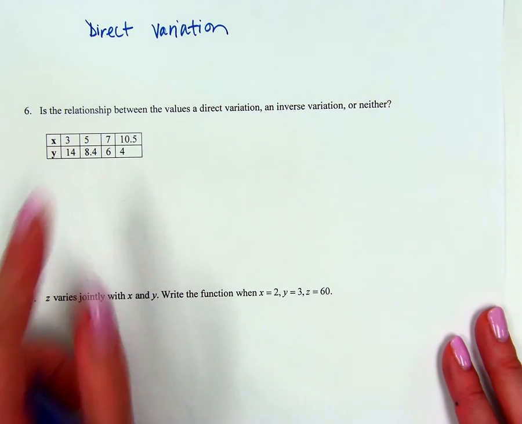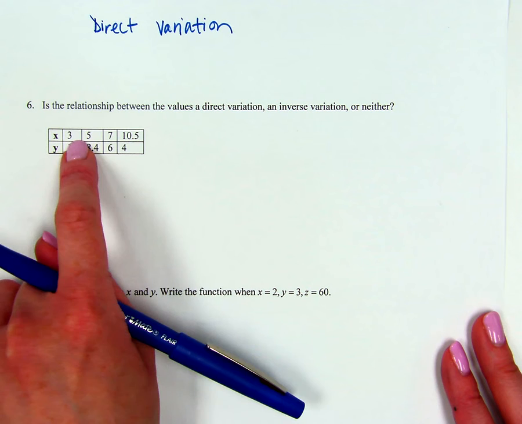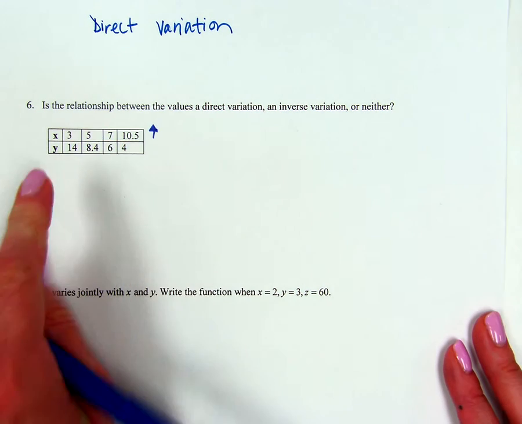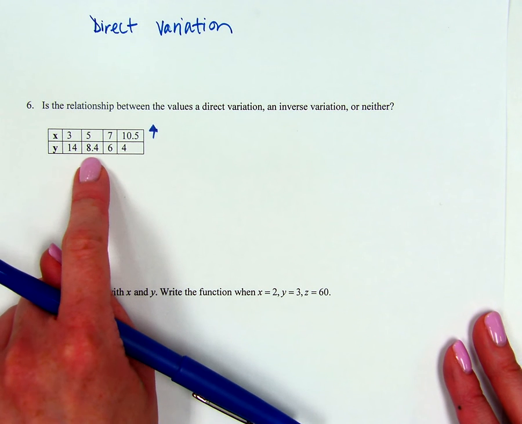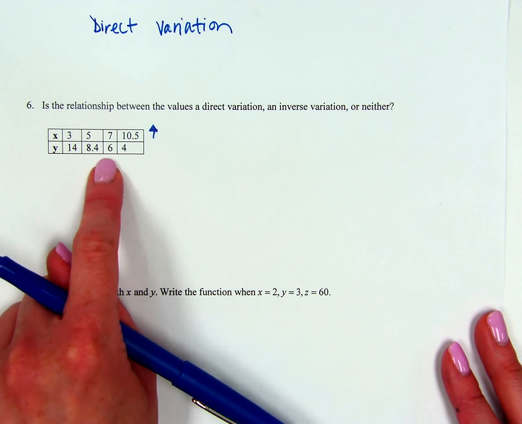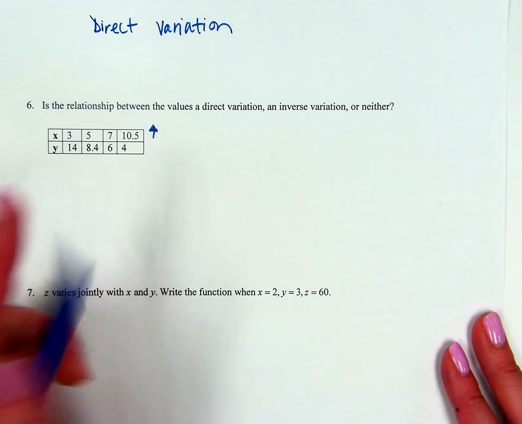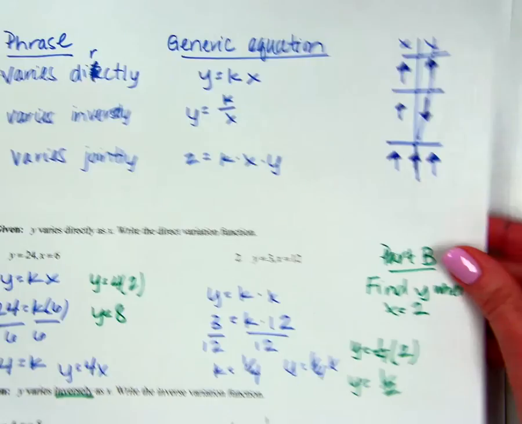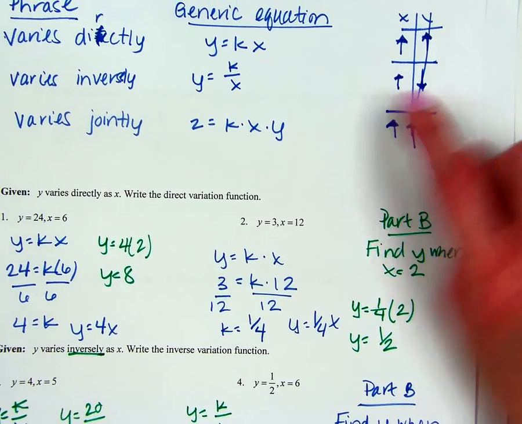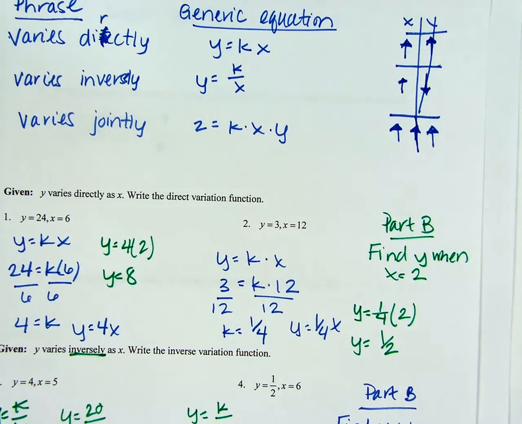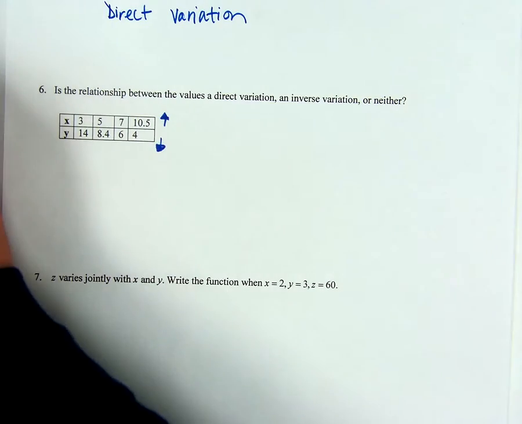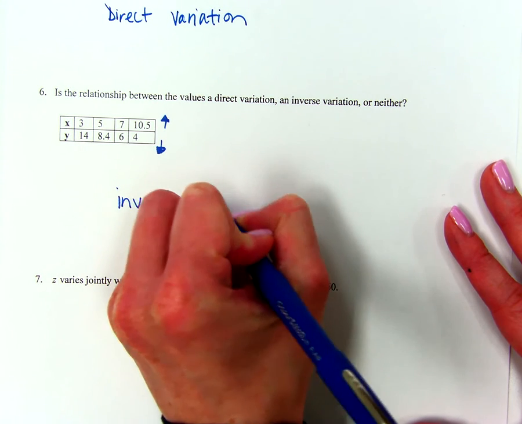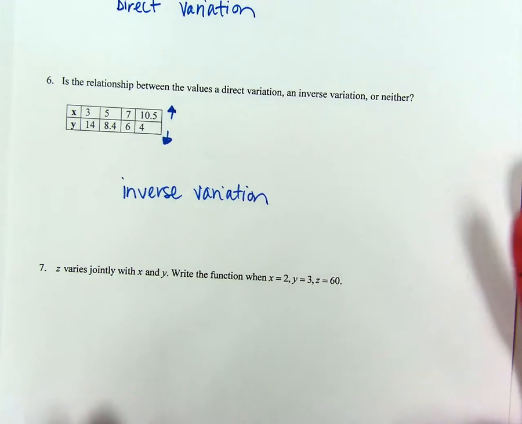Same thing we're looking at for 6. So 3 to 5 is up, 5 to 7, and 7 to 10.5. So that's increasing. And then look at our x's. So we have 14 down to 8.4, down to 6, and down to 4. So that's decreasing. So we have our arrow going down here. So again, you can flip back to your notes. You have y increasing and your x decreasing. That's an inverse variation. So that's the answer for 6.